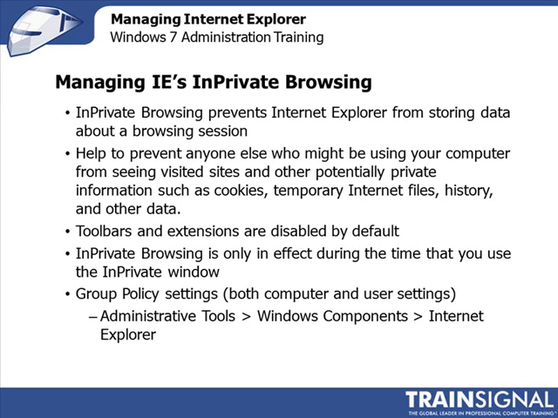Basically, in-private browsing prevents Internet Explorer from storing data about a browsing session. This can help prevent anyone else who might use the same computer from seeing sites you visited and other potentially private information. When you're using in-private browsing, toolbars and extensions are disabled by default. And it's only in effect during the time that you use the in-private window. And you'll see that in action in just a minute. And as you might expect, there is a group policy setting associated with in-private browsing that we'll take a look at in just a minute.